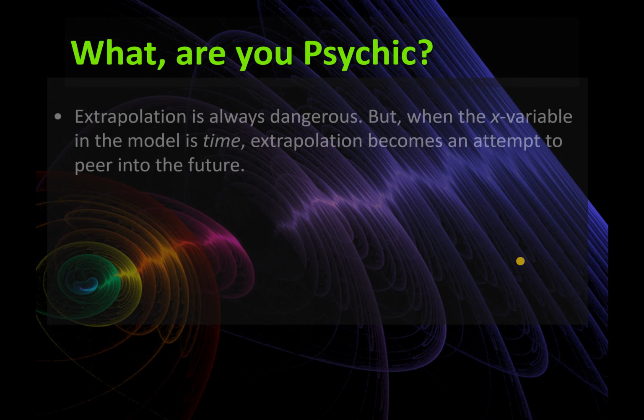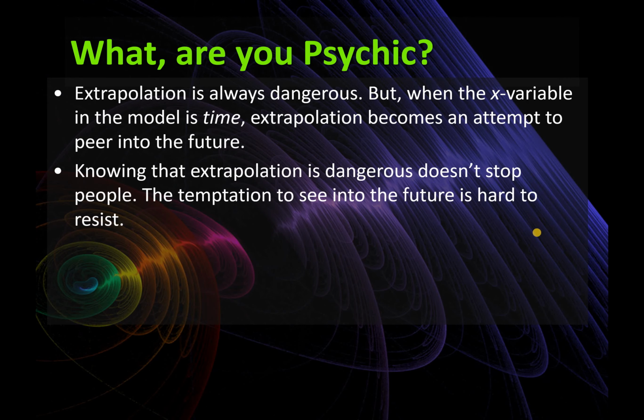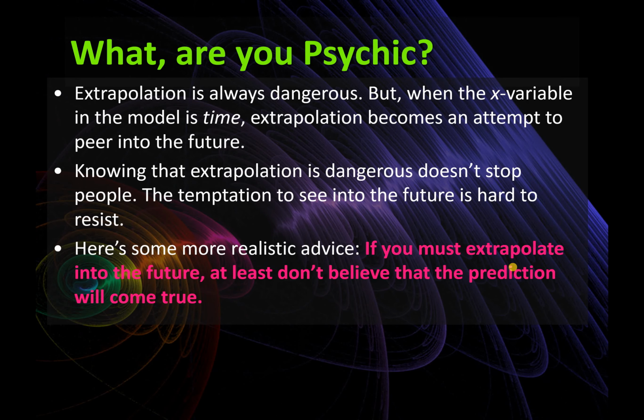Don't pretend to be a psychic. It's dangerous, but it's exceptionally dangerous when you're talking about time. We cannot look into the future. We are completely and totally incapable of that, and anybody that claims otherwise is kidding themselves. We can make educated guesses as to what's going to happen, but you have to be careful with how much weight you put onto that prediction. If you must extrapolate into the future, just be sure that you're aware of what you're doing and, like I said, don't fully believe that this is what's going to happen.